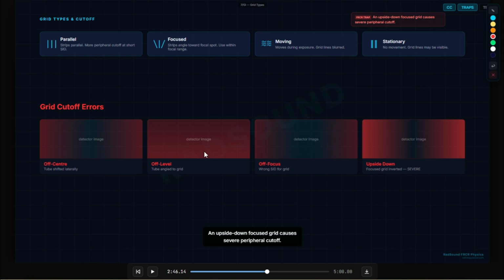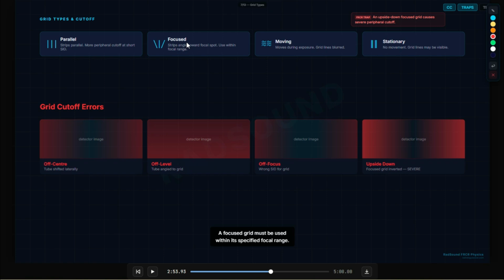So we have off focus and off level. Off focus is a grid where the source to image distance is totally wrong, so it is not within the focal range, it's off focus, and that will lead to problems at the periphery also. Off level is when the tube is too angled to the grid, and that may lead to total loss of information. Parallel grid types have uniformly oriented lead strips. The peripheral cutoff, mostly in parallel grids, increases at short focal distances. But what about the focused one?